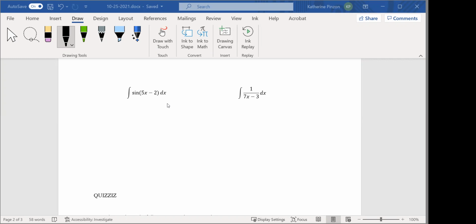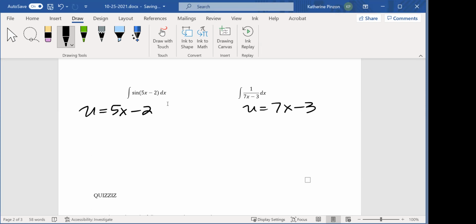Okay, sine of 5x minus 2. What are you gonna pick for your u if you're doing sine of 5x minus 2? 5x minus 2, yeah, I like that. What are you gonna pick for u in the next one? Yeah, in the next one, you're gonna pick u as 7x minus 3. So we pick u's as inside powers, inside square roots, denominators, inside sines, cosines, tangents, and exponentials.